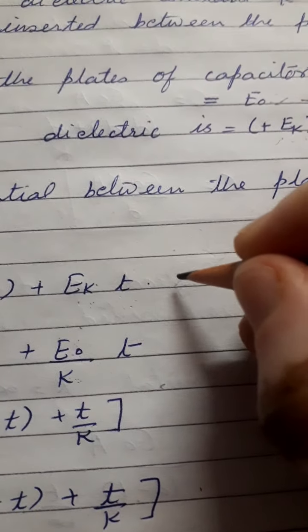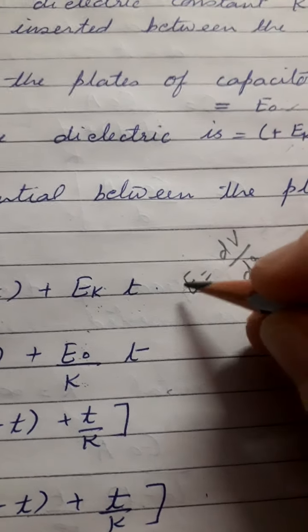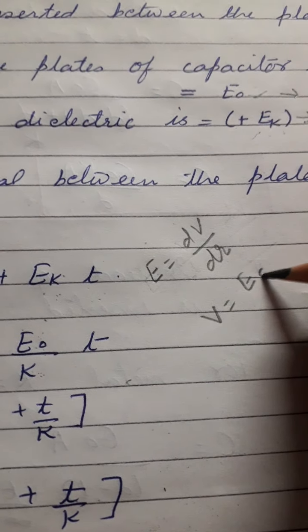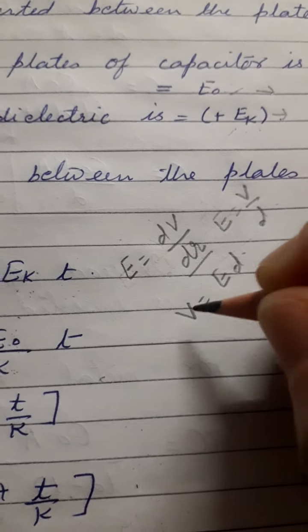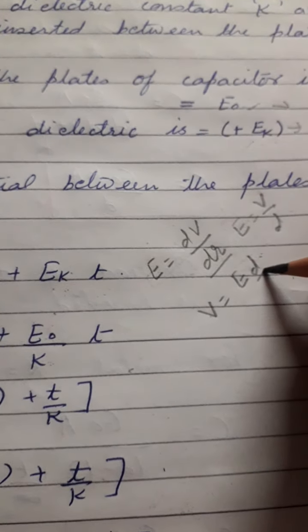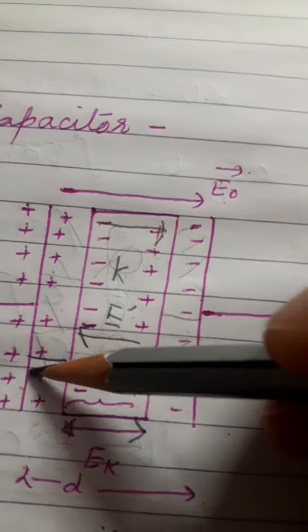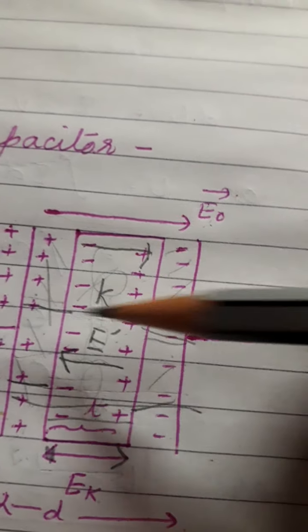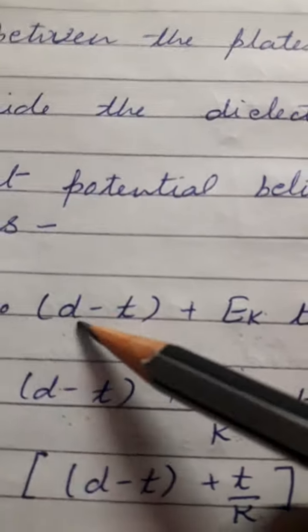Again I am using the same formula, that is E is equal to dV upon dr. So in this case we can take V equal to E into D, as it is straight, or we can say E is equal to V upon D, so V is equal to ED. Now what is D? For E naught, the total distance is D and this is T. So the remaining distance, this plus this, will be D minus T, and this will be T as I have taken here. So potential will be equal to E naught into D minus T plus EK into T.